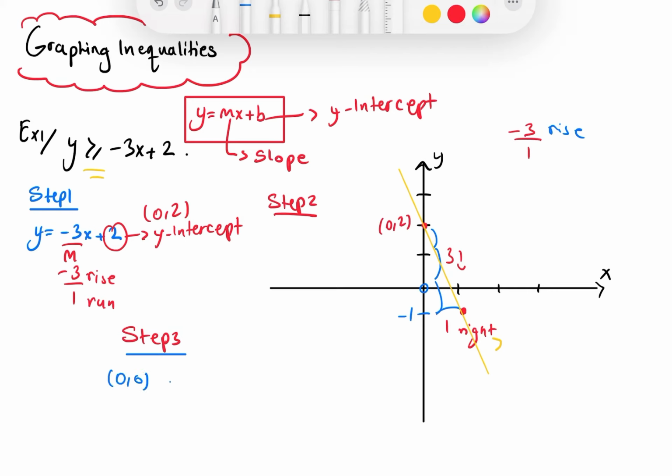I'm going to put it in my function. So x is 0, y is 0. I'm going to put it back inside my main function, which is y is greater than or equal to negative 3x plus 2. So I'm going to get 0 is greater than or equal to negative 3 times 0 plus 2. All right, so I'm going to get 0 is greater than or equal to 2. Is that true or false? Well, we obviously know this is false because 0 is obviously not greater than 2.